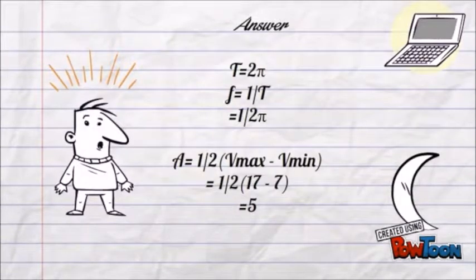To find the amplitude, we can halve the difference between the maximum and the minimum values. Hence, A equals half (17 minus 7), and this answer is 5.